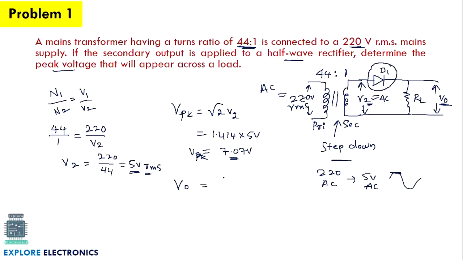So we need to subtract that voltage drop. What is the voltage drop across this diode? If this diode is silicon type, the voltage drop is 0.6 volt, because 0.6 volt is the cut-in voltage of this diode. This 0.6 volt is required to turn on this diode. That's why we say this is the voltage drop. So we subtract 0.6 from 7.07, and V0 is 6.47 volts. This is V0, the peak voltage appearing across the load.